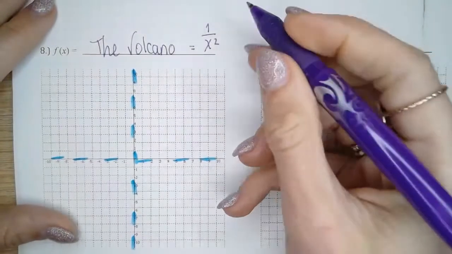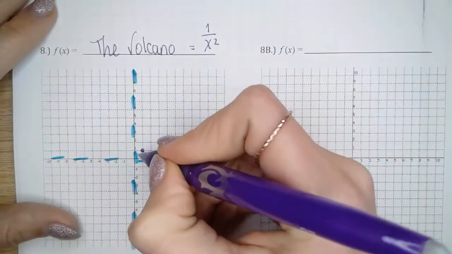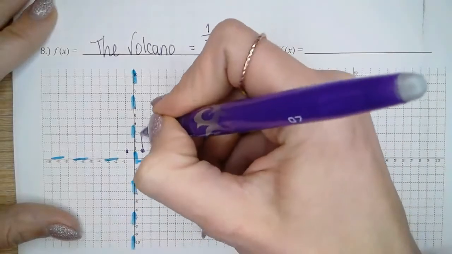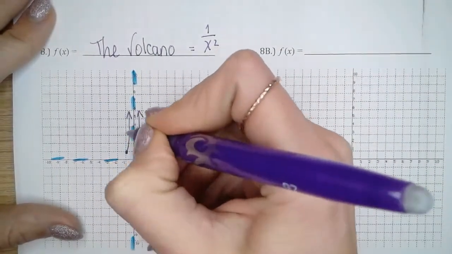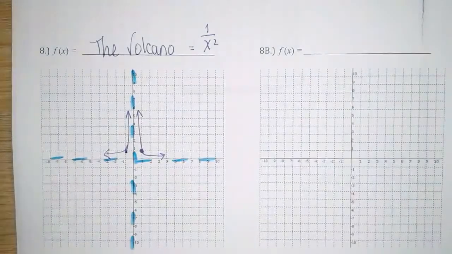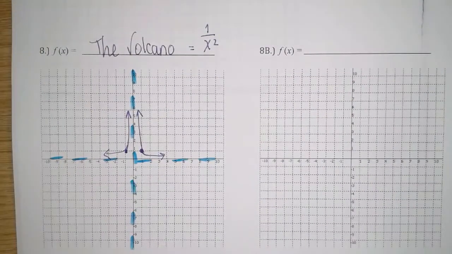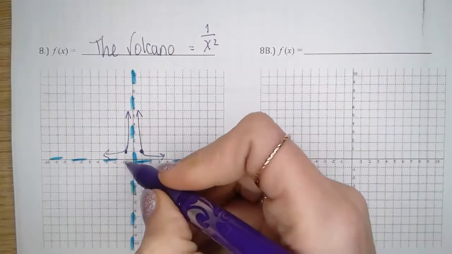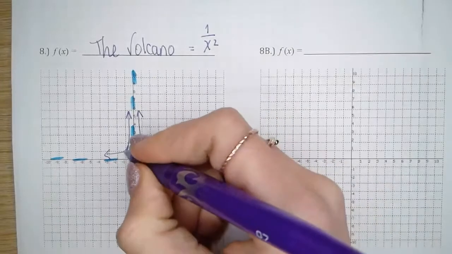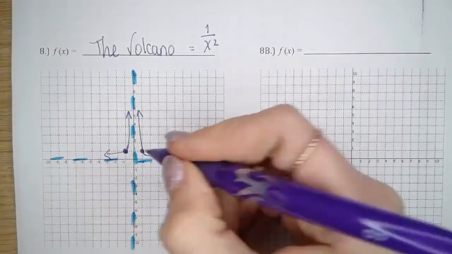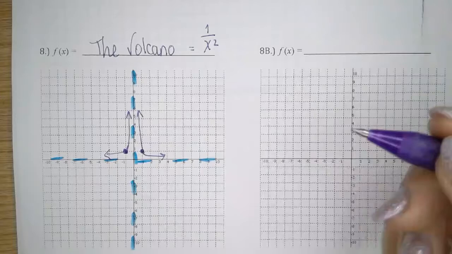If I plug in 1, 1 over 1 squared, I still get the 1 and the 1. And then my branches still get closer and closer. But obviously we could pick numbers that are a little bit more spread out and get a more clear graph. Oh, I didn't even explain this. If I plug in -1, -1 squared is 1, so you'll get +1. So that's why we call it the volcano. If you look at it, it looks like a bit of a volcano.